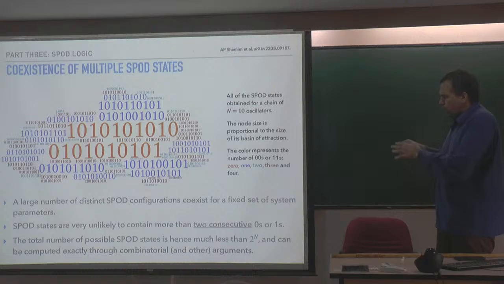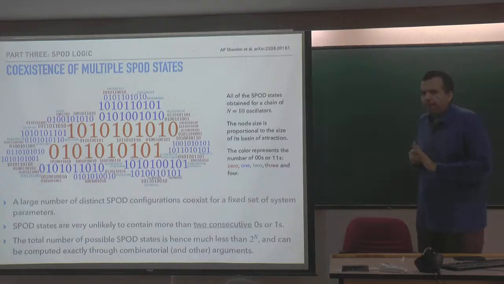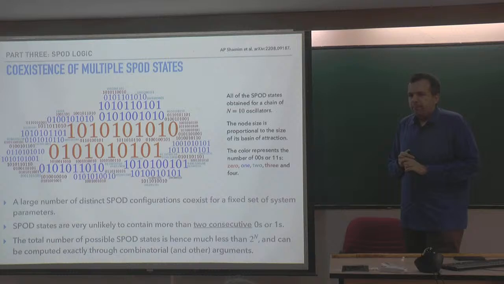In fact, although I won't get into this here, there are some nice combinatorial arguments and other types of arguments to work out exactly the number of spots that you can obtain. I understand this. So you were saying if you have a chain of 10 oscillators, you cannot have global oscillation death in all 10 of them. Not in this parameter regime, no.